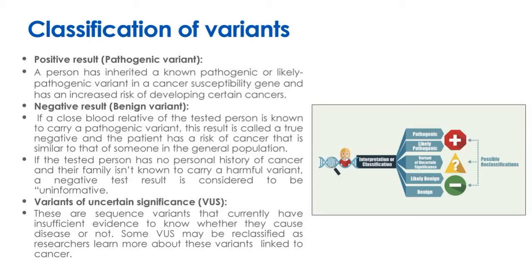A negative result means that no pathogenic variant was found in the gene sequence. So this can also be one of two. The first option is if a close blood relative of the tested person is known to carry a pathogenic variant, this result is called a true negative, and the patient has a risk of cancer that is similar to that of someone in the general population. So a true negative result we can get if we know what the specific pathogenic variant within that family is. But if the tested person has no personal history of cancer and their family isn't known to carry a harmful variant, then a negative test result can be considered uninformative.